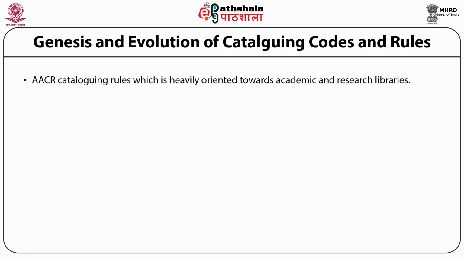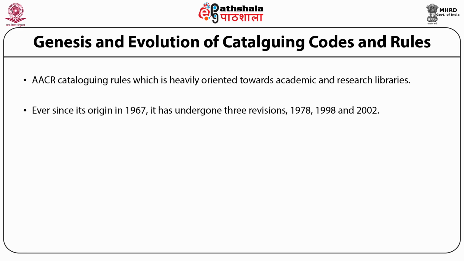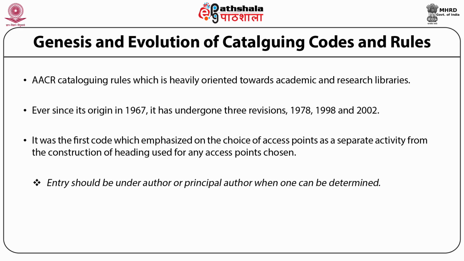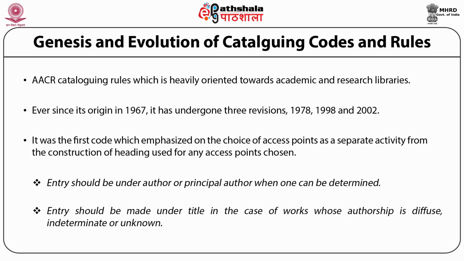AACR cataloging rules are heavily oriented towards academic and research libraries. Ever since its origin in 1967, it has undergone 3 revisions: 1978, 1998 and 2002. It was the first code which emphasized the choice of access points as a separate activity from the construction of heading used for any access point chosen. That is, entry should be under author or principal author when one can be determined, and secondly, entry should be made under title in the case of works whose authorship is diffuse, indeterminate, or unknown.